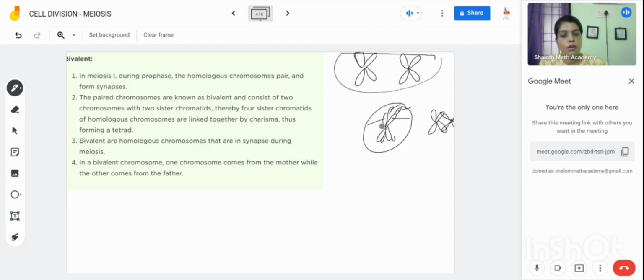That is, there are four sister chromatids which are held together. Now, crossing over takes place amongst these chromatids. The region of crossing over is called the chiasma. Now you have a tetrad, that is one, two, three, four. A tetrad. Do you understand? This paired homologous chromosome is called a bivalent. They are also called a tetrad because there are four chromatids in it, sister chromatids. Bivalent.